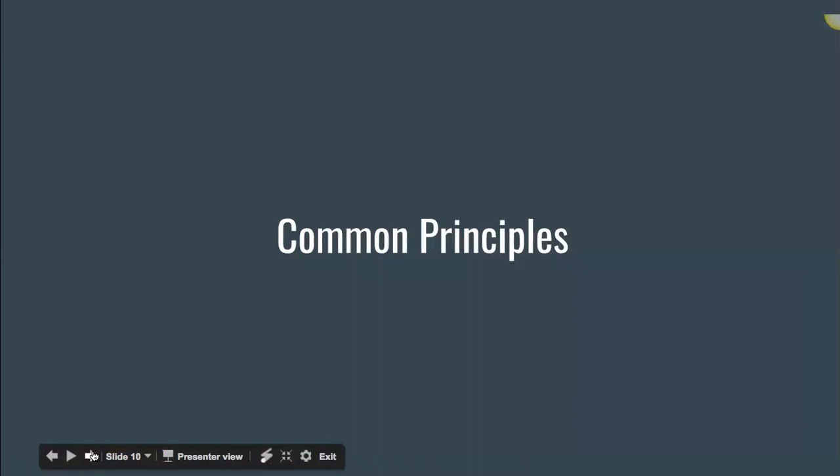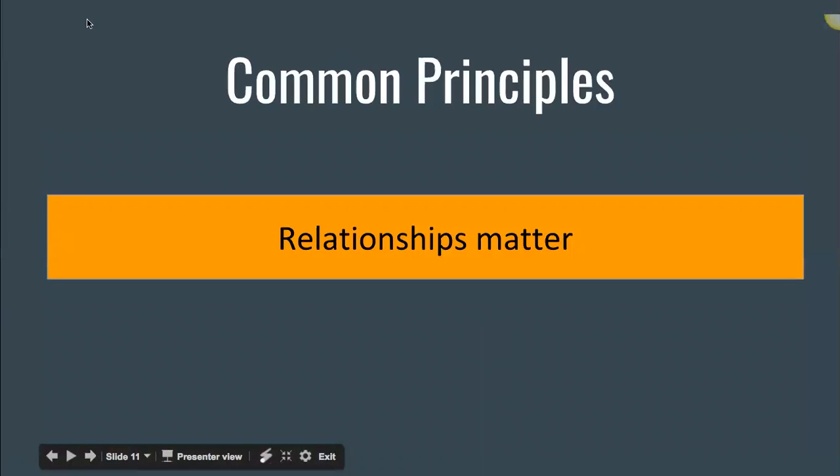Next, let's look at some common principles. The first common principle that you will see throughout these 5 recommendations is the idea of the importance of relationships. We know that schooling is intricately social, and that adults are learning from other adults, students are learning from adults, and students are learning from their peers, and that this learning is happening across all different settings within our schools.